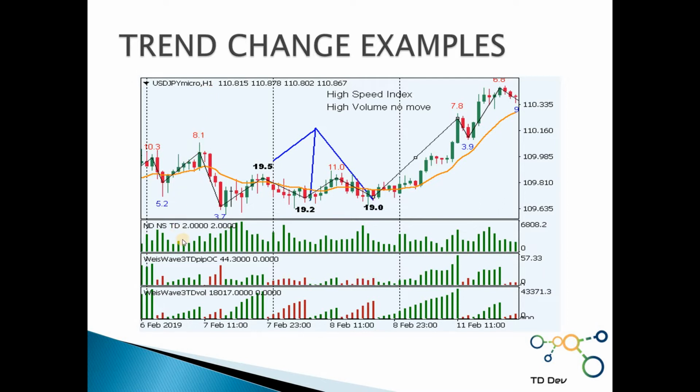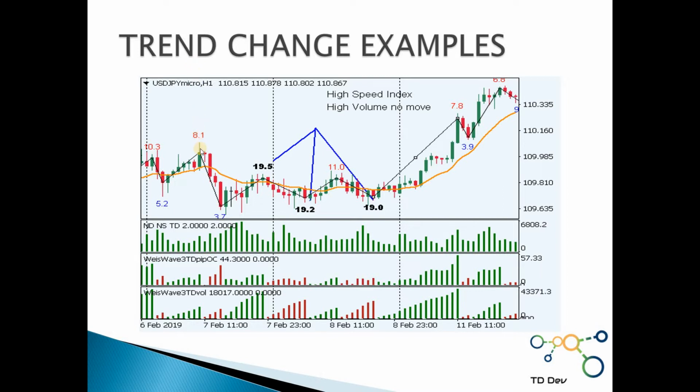So on this chart we have the following indicators. Here we have the volume as it is. Here we have the cumulative pip distance, and at the bottom we have the cumulative waist wave volume. So on the chart itself, instead of displaying the volume, the pip distance, we are only displaying the speed index. So this is an example of trend change.